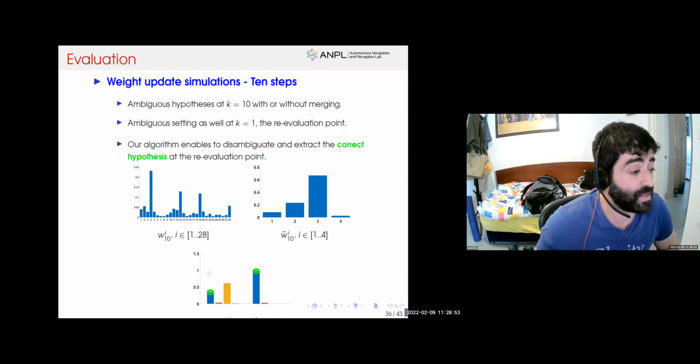But in this scenario, when we use our approach, you can see that again we can commence full disambiguation, and the blue hypothesis has a significantly higher value than the rest. Again in this simulation, the blue hypothesis is the correct data association.